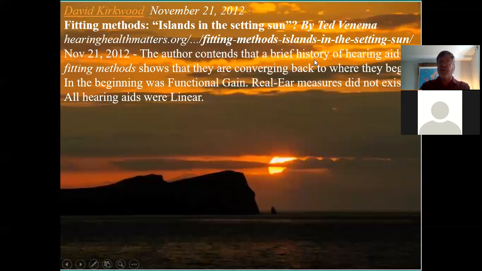The author contends that a brief history of hearing aid fitting methods shows that they are converging back to where they began. In the beginning was functional gain. Real ear measures did not exist. All hearing aids were linear, and darkness moved upon the face of the deep. Okay, in the beginning, all right, you had functional gain. You couldn't see what the person heard.